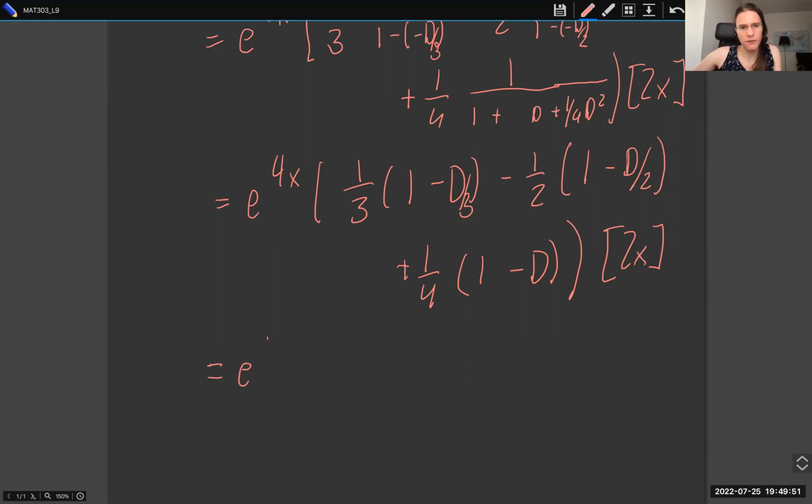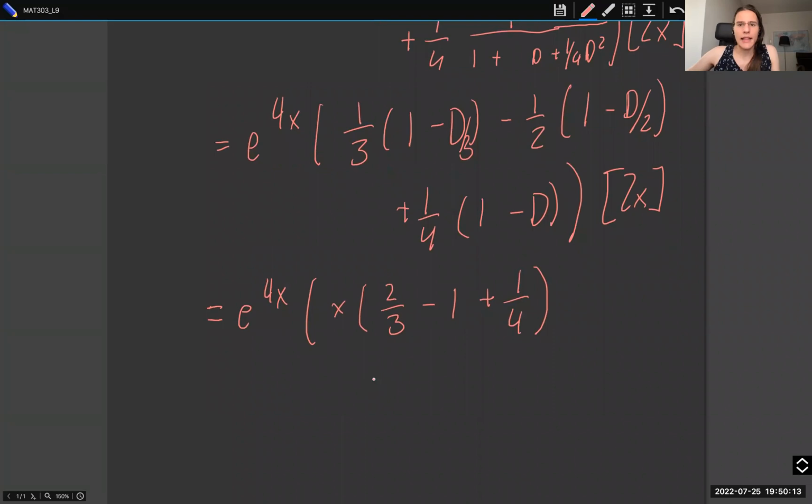Then I get e to the 4x. Then I get, so I guess if I combine the x, I'm going to get 2/3 minus 1 plus 1/4. And then if I look at the derivative, I'm going to get 1/3 minus 1/9.